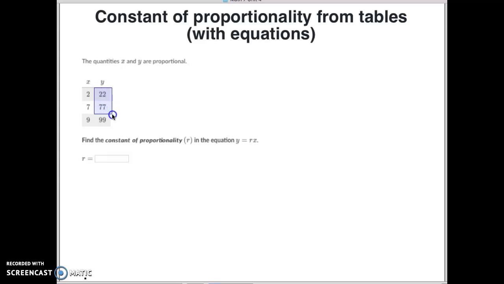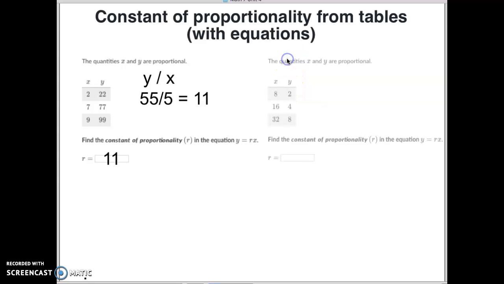Our y value went from 22 to 77. Again, we take our y divided by our x. Our x went from 2 to 7, so we're taking 55 divided by 5 is 11. So 11 is our answer. Yeah, just that simple. Let's try another one here.